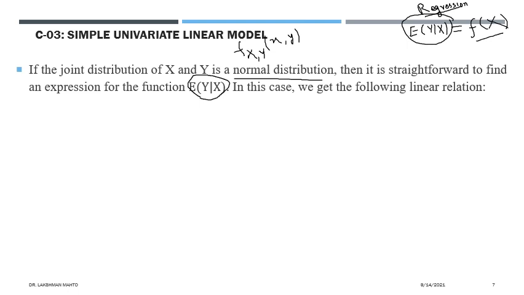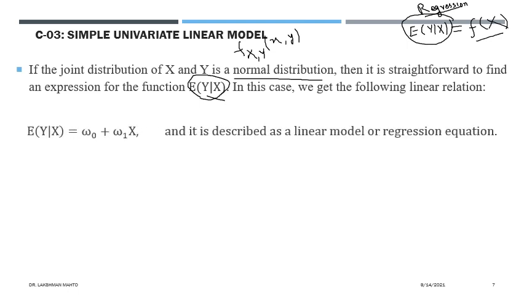There is no issue. If you get x and y from a normal distribution, then this has an explicit form. That one is linear in nature. It would be like this: a linear function of x. This we call the intercept, and this we call the slope. W1 is the slope, W0 is the intercept.